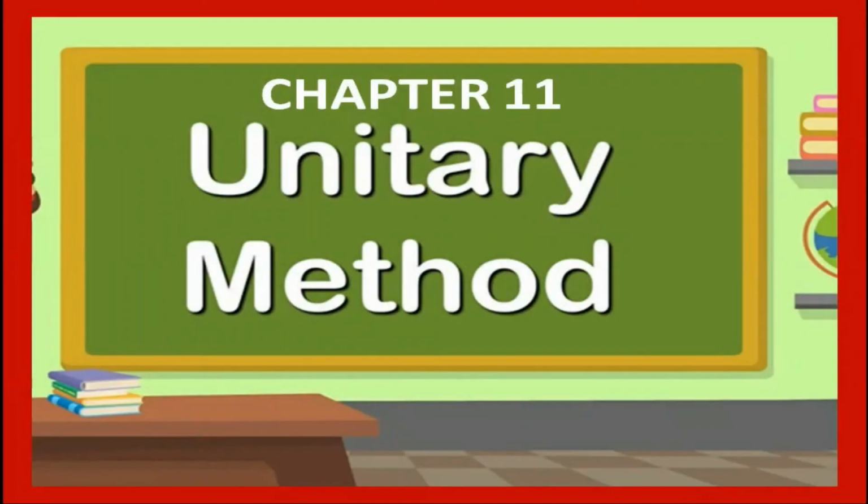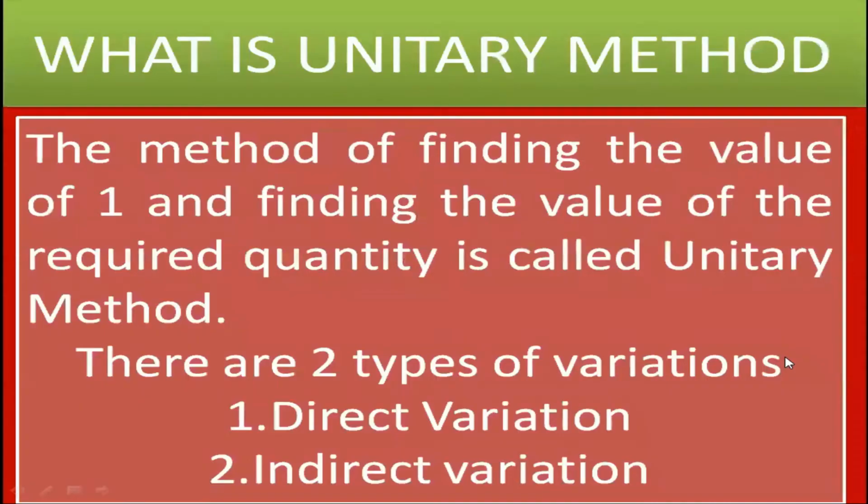Today we are going to learn in Maths Semester 2 Textbook Chapter 11 Unitary Method, page number 77. What is unitary method? The method of finding the value of 1 and finding the value of required quantity is called unitary method. There are two types of variations: direct variation and indirect variation.